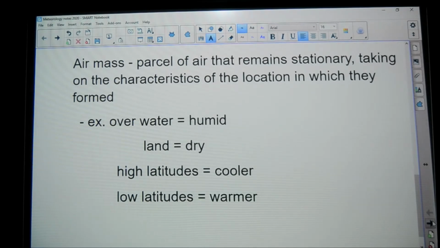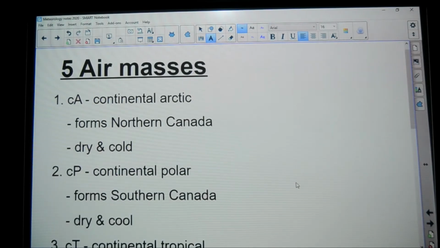So, if we look at your reference table, it has air masses on it. With that one, notice the 5 air masses. First letter is lowercase, second letter is uppercase. First one, cA, means continental Arctic. It's forming over northern Canada. And continental is dry, Arctic is cold, very cold.